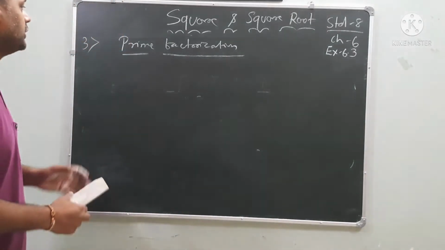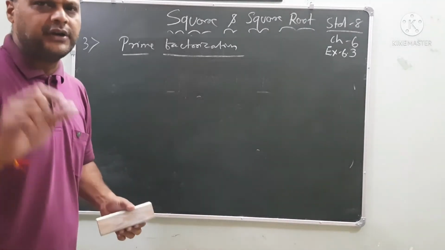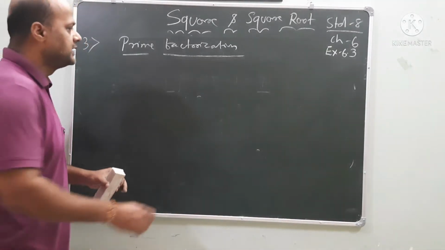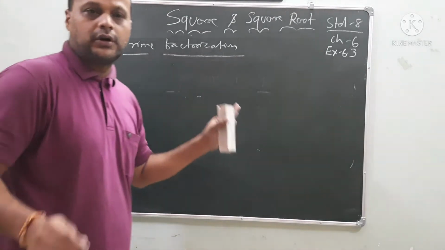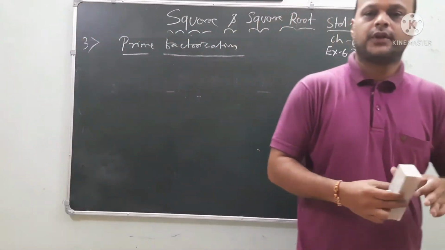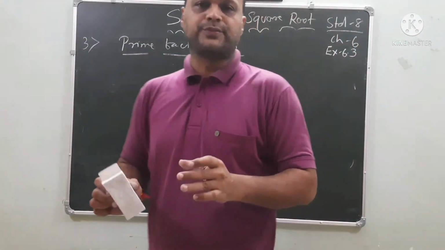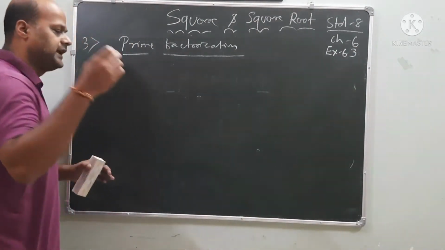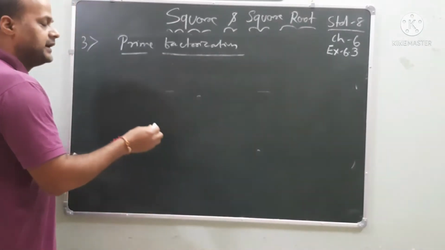Okay, so come to the prime factorization method, a little bit of hints is there. So it is saying: find the square root of the following numbers by the prime factorization method. Take any example. First I will show an example to you.